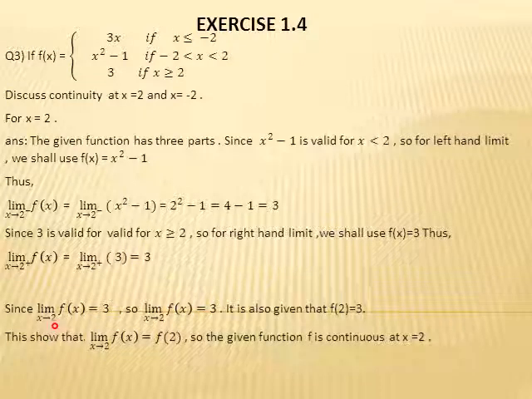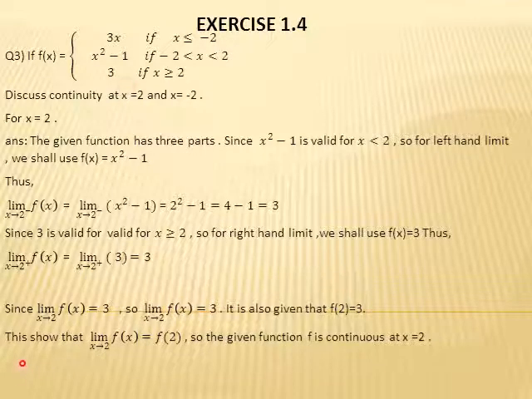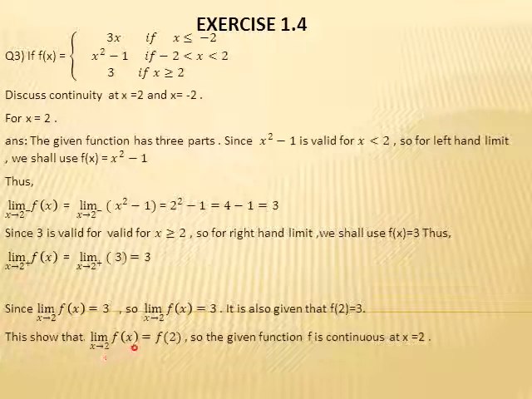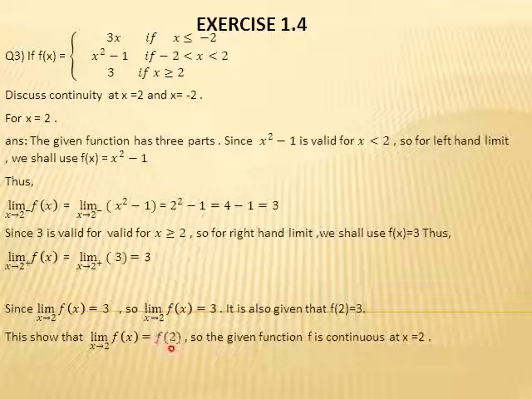So as x approaches 2, the function is 3, so the limit as x tends to 2 of f of x is equal to 3, and it is also given that f of 2 is equal to 3. This shows that the limit of f of x as x tends to 2 equals f of 2, so the given function is continuous at x equal to 2. F of 2 means the value of the function if we put 2. Where is 2? Here is 2.